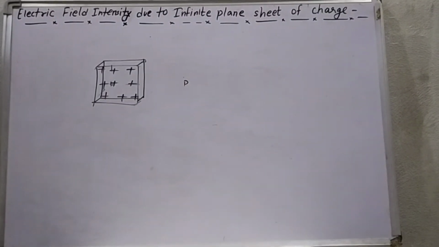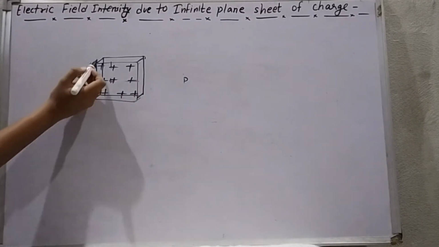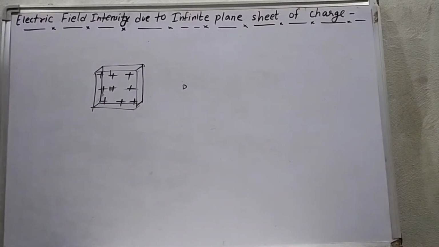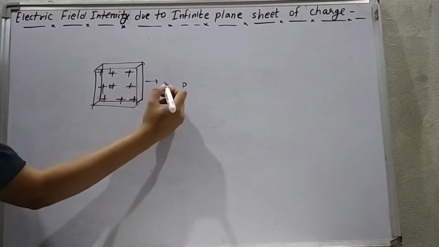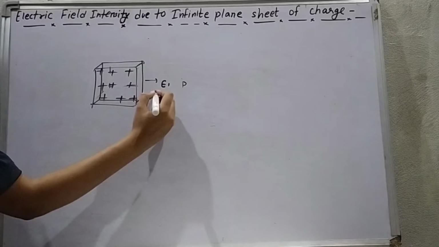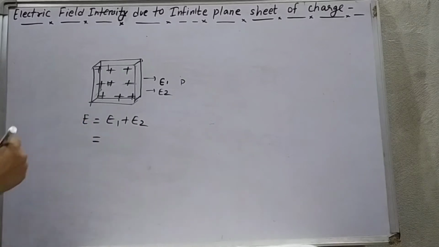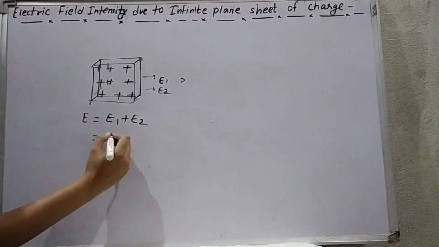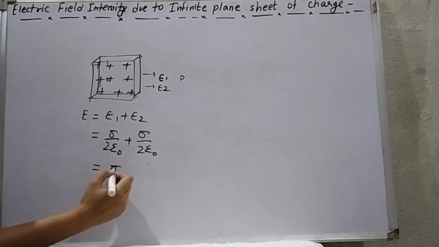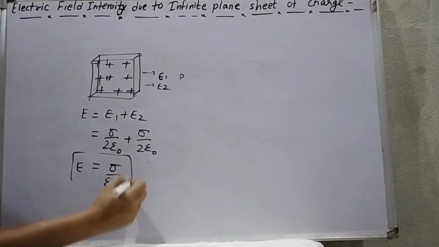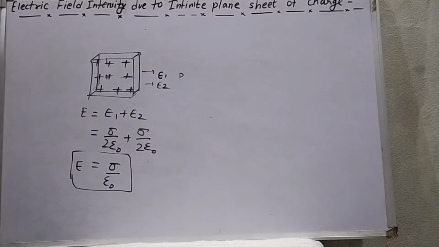Our next topic is, if we take a plane sheet having a uniform thickness T. Okay, it has the uniform thickness here. Now what is the electric field intensity due to this at a point? It will be E1 because of the back surface, and E2 because of the front surface. So the total electric field will be E1 plus E2. What was the electric field we calculated? Sigma upon 2 epsilon naught plus sigma upon 2 epsilon naught. When you solve it, you will get sigma upon epsilon naught. This is the electric field intensity due to the plane sheet if it has a uniform thickness T.